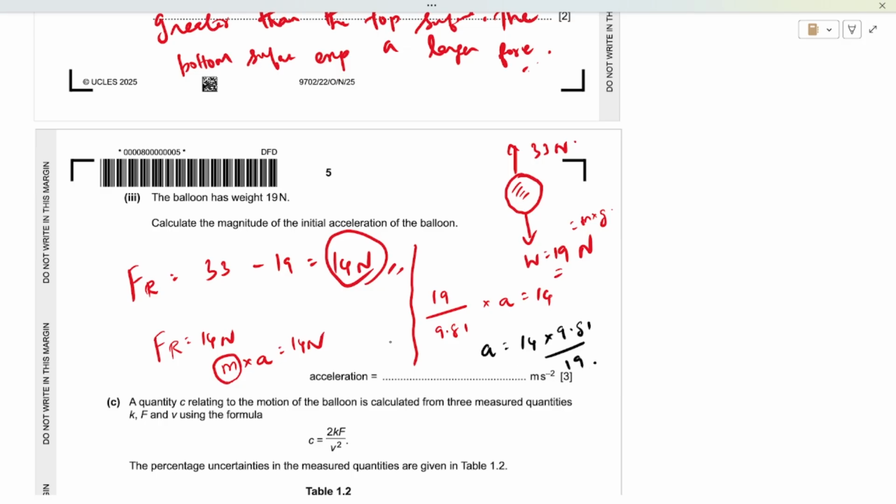So while calculating, you're getting the answer, that is 7.2 meter per second squared. The unit is given here. So the answer will be 7.2. So this is the answer.